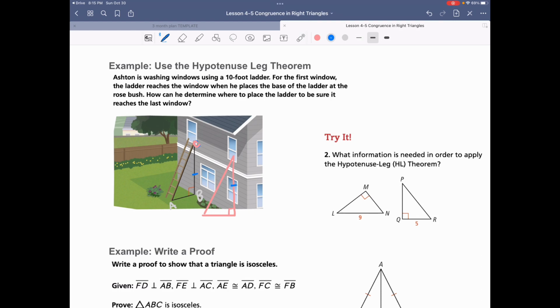And this hypotenuse should be the same. And then this leg should be the same. So if we labeled this triangle D, E, F, we would want those two triangles to be the same. And so this length out here should go to the same length as the rose bush. Okay?